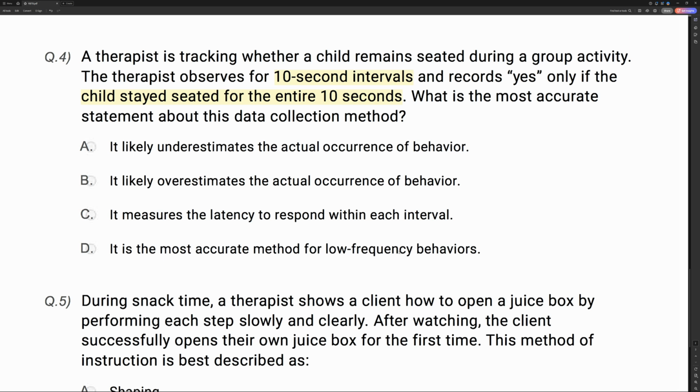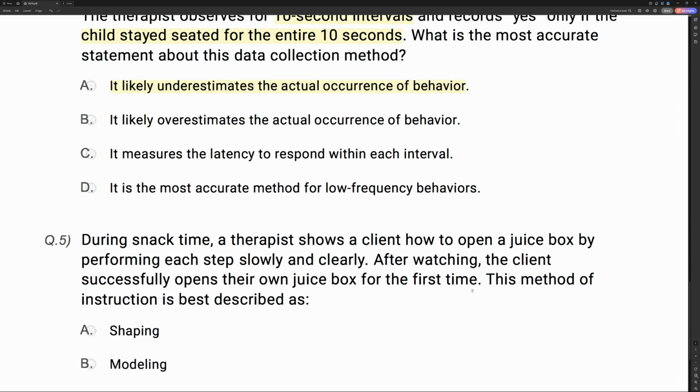D, it is the most accurate method for low frequency behaviors. Whole interval is not great for low frequency behaviors because that behavior has to happen again the entire 10 seconds to count. So this is a high level interval recording question. Work on this one until you understand why A is the right answer. If you can, you're really going to understand whole interval recording. Most accurate statement, it likely underestimates actual occurrence of behavior.